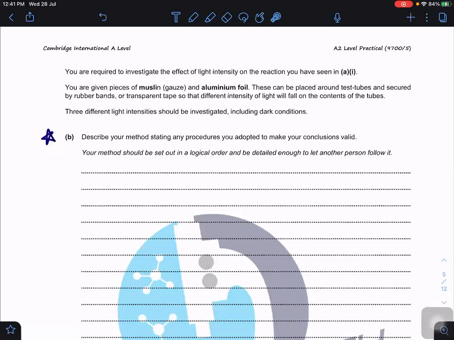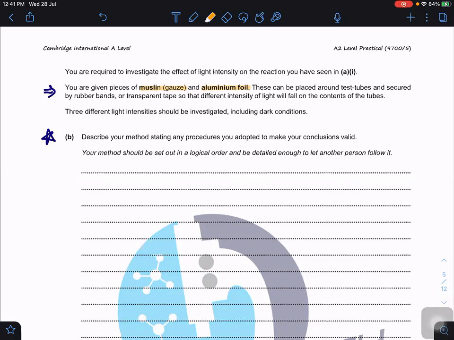So now, just now I said that to adjust the light intensity, we have few ways to do it. First way, we can actually put a distance, okay, 10 cm, 20 cm, 30 cm, and so on, right? But in this question, you are restricted by this step. Means that you have to use the given items, okay, and secure them by this rubber band. So it means that you can wrap around this test tube so that you create the different light intensity.